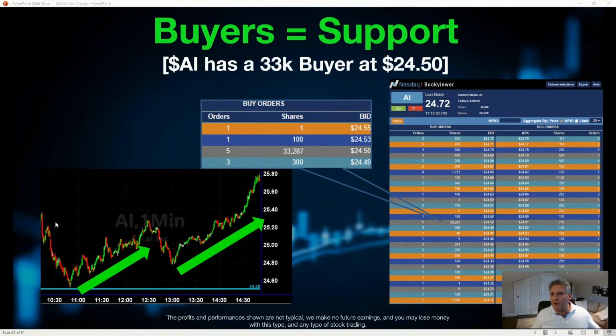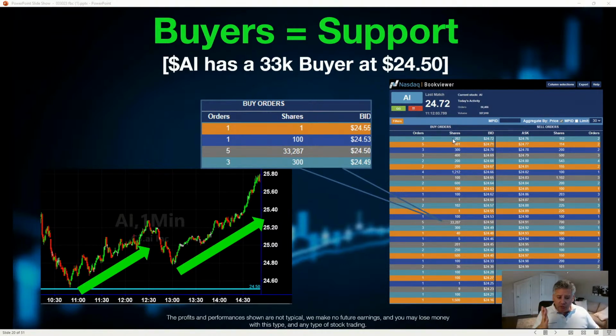So when you look at this stock right here, AI, it started right around 25.40, and it came all the way to a price around 24.50, and somehow it decided to go up from there and went to 25.80. Why did it go up? Because at 24.50, there was a big order. Somebody was looking to buy a substantial amount of shares. When you look over here in NASDAQ Book Viewer and you work yourself down the left-hand side, you'll notice that there's 33,000 shares looking to be bought at 24.50.